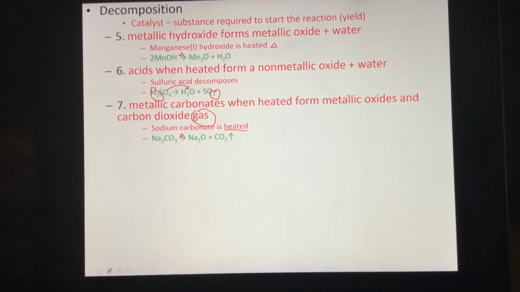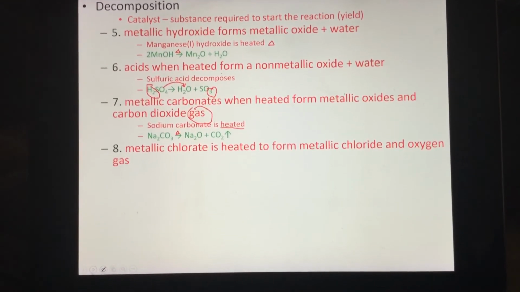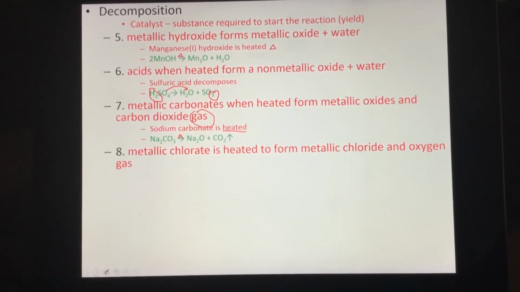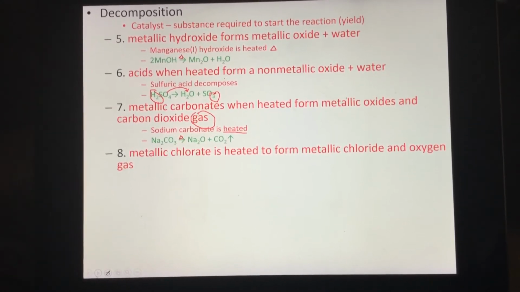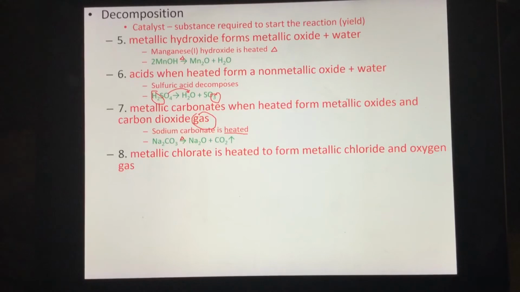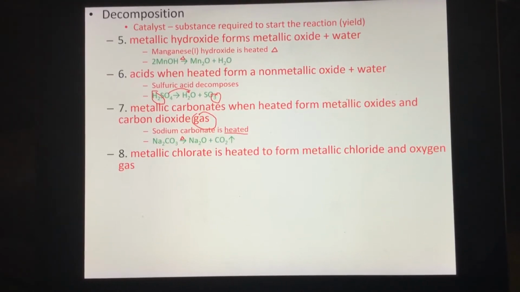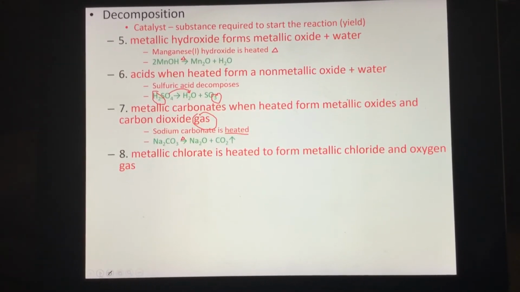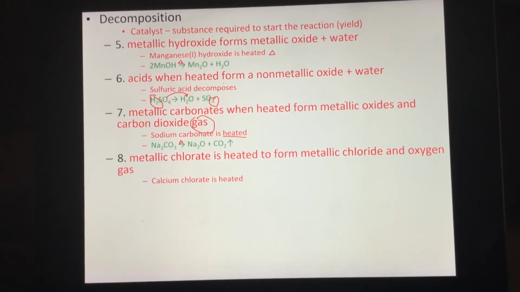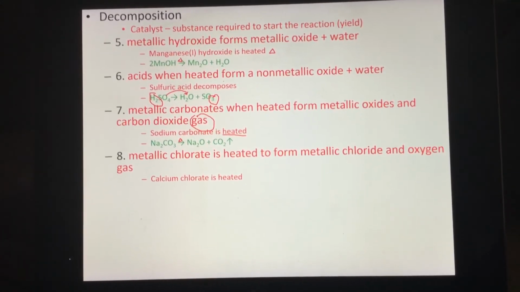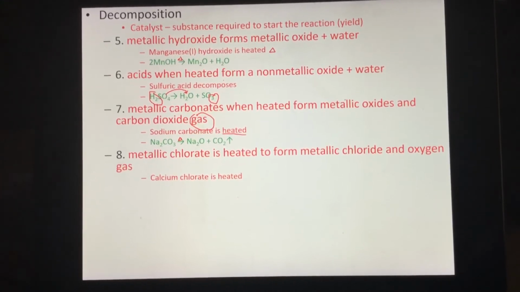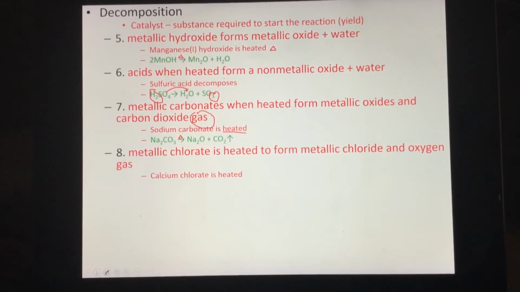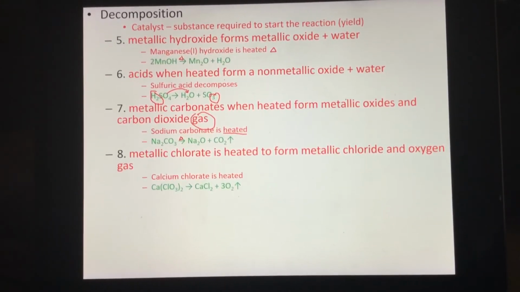Okay, our next decomposition reaction is a metallic chlorate. When heated, it will form a metallic chloride and oxygen gas. So again, think of your polyatomic ions, metallic chlorate, that's ClO3-, and again, because it has a metal in it, it's ionic, so we have to crisscross our charges. So if we have calcium chlorate being heated, it's going to form a metallic chloride, which again we'll need to crisscross charges, and then oxygen gas. So that looks like this.